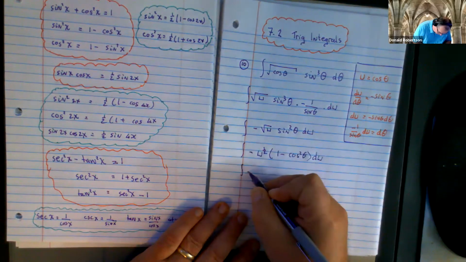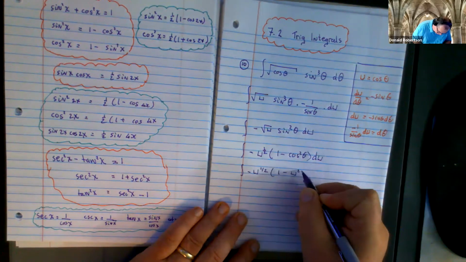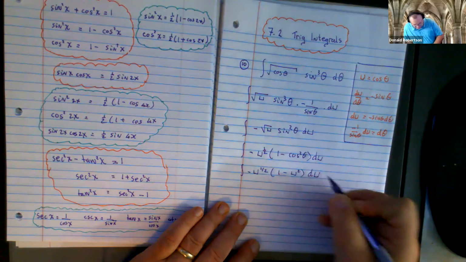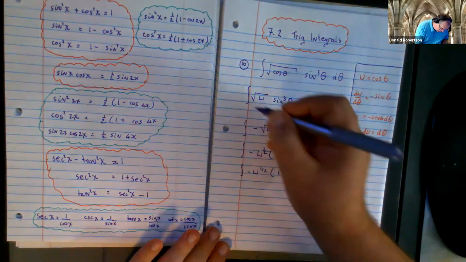And now we've got 1 take away u squared. And when you get it to the place where everybody is u, you know you're well on your way to finishing the question. But we have a little bit of algebra to do. So what do we do next? What do I do next?